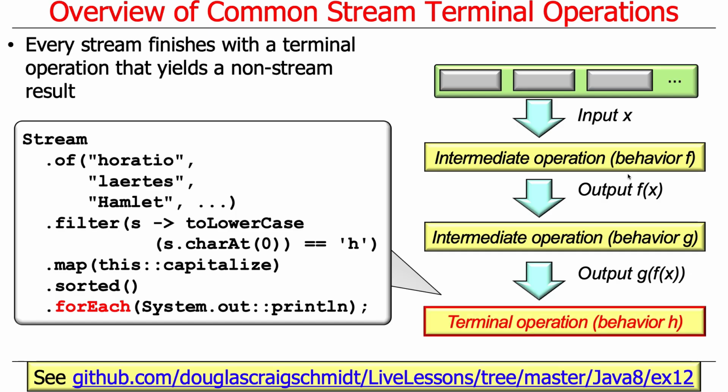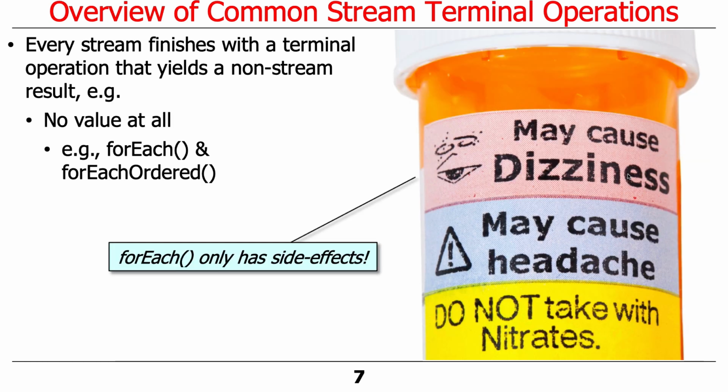So every stream finishes with a terminal operation, one and only, that yields a non-stream result. And we've been looking at some examples here, as we had before. And there are three main categories of terminal operations. One category returns no value at all. So the most obvious ones are forEach and forEachOrdered.